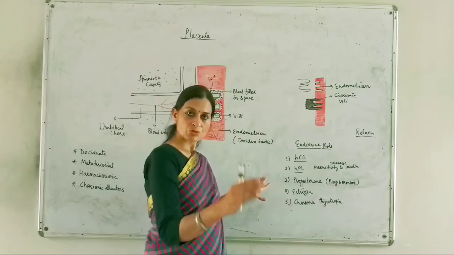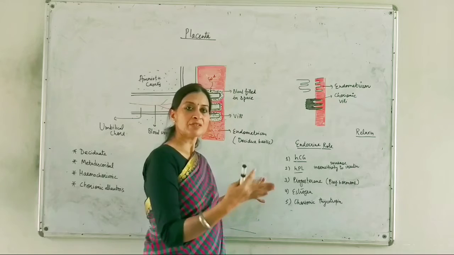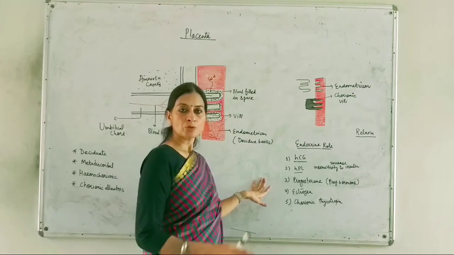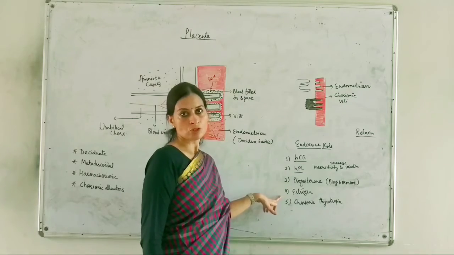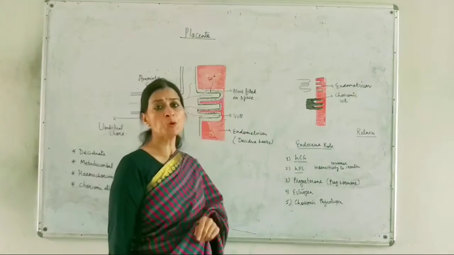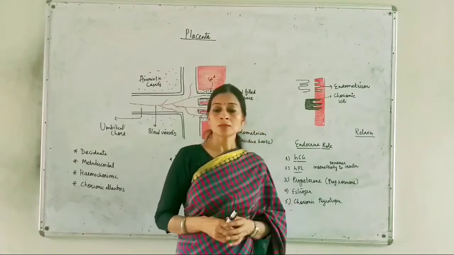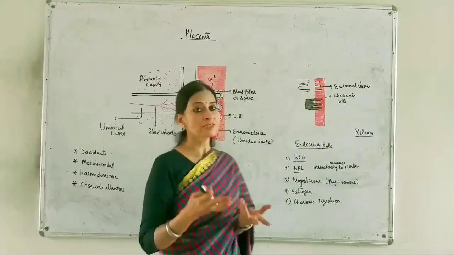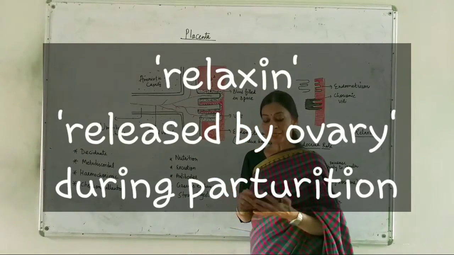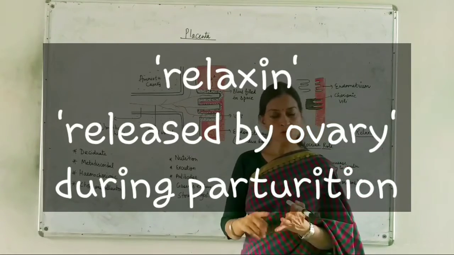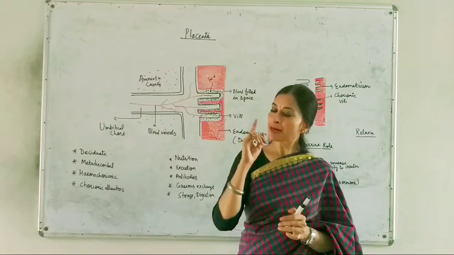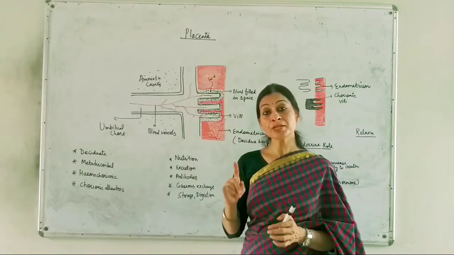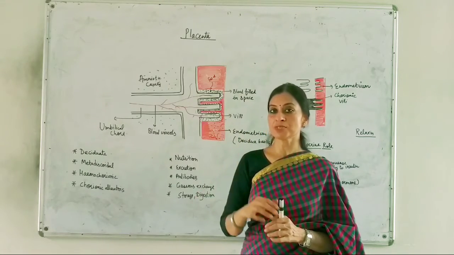the hormones which we can find in female blood when she is not pregnant can be the progesterone and estrogen also. One more hormone that we have to remember here is relaxin. Because ovary is going to release two hormones, progesterone and estrogen, that we have studied. But ovary also releases a very important hormone, relaxin, during the parturition process.